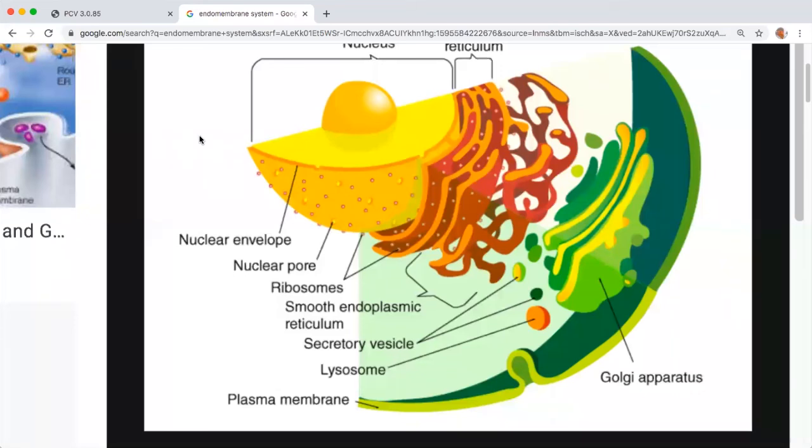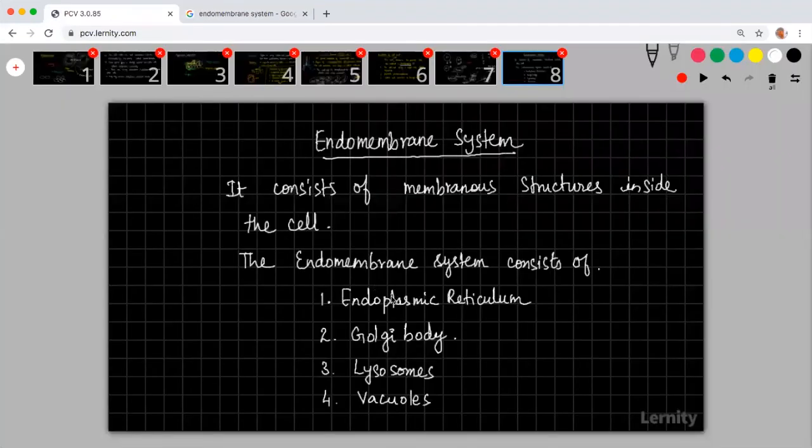But when I am trying to tell about the endomembrane system, what we mean here is inner membrane system. Inside the cell, there are membranous structures which are present throughout the cell. Those structures are what we call the endomembrane system. Endomembrane system will have only four parts. These are the four: endoplasmic reticulum, Golgi body, lysosomes, vacuoles.